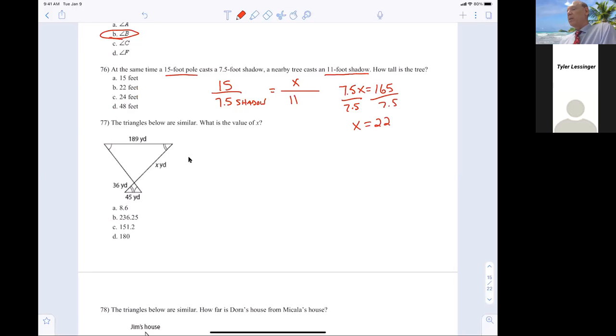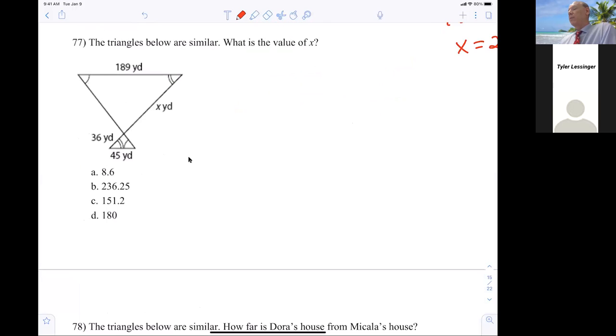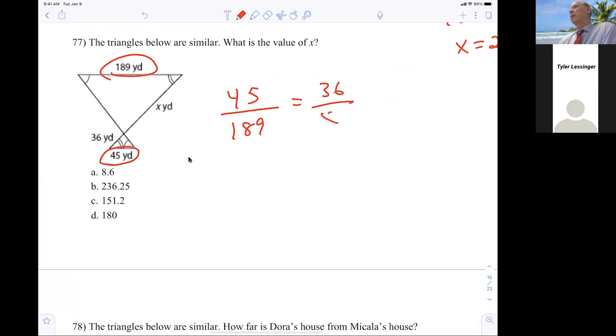All right, now this is the one you had to be careful of. All right, does everybody agree 45 corresponds to 189? Is everybody good with that? So it's got to be 36 over what? X. But I want to show you, these are kind of written the opposite way that sometimes you think. Right? Yes, KK. Yes, you can. It's the same answer. Very good. It doesn't matter how you set the proportion as long as you have the side set up properly.